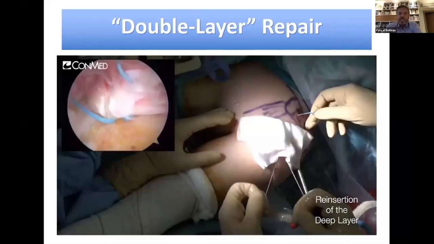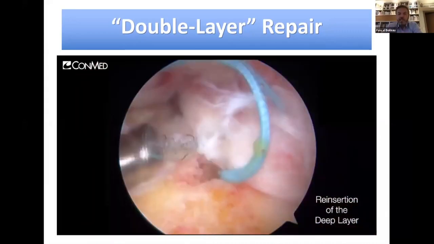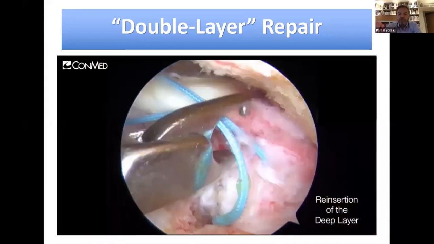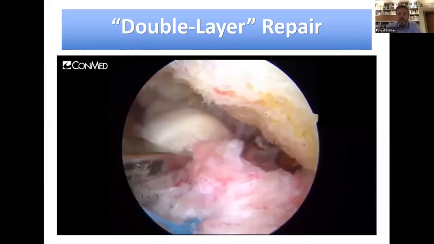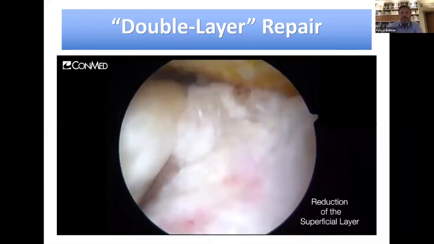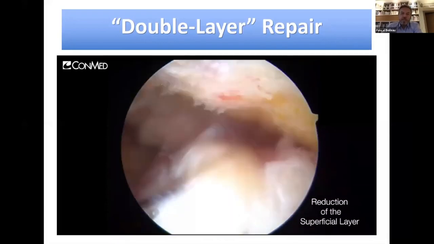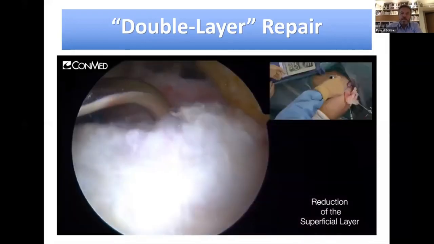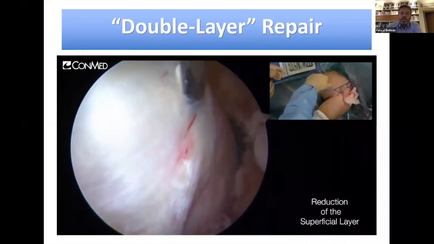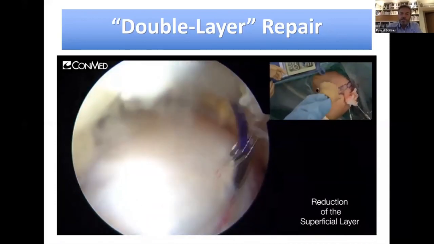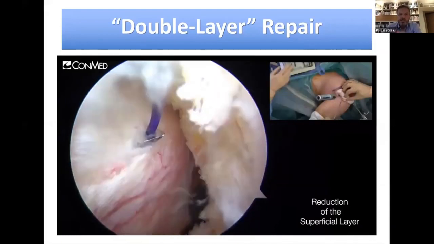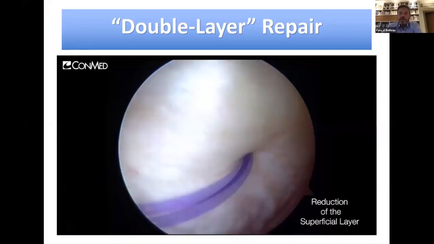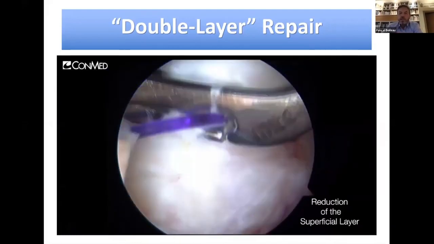Again, you can see that very easily you can bring the deep layer close to the margin of the cartilage with these 2 suture loops. Now, in this case, it's an L-shaped tendon retraction. And what I'm going to do here, I'm going to do a lateral suture before I do the superficial repair. And I want to put my knot under the cuff. So that's why I pass a suture posteriorly in the infraspinatus.